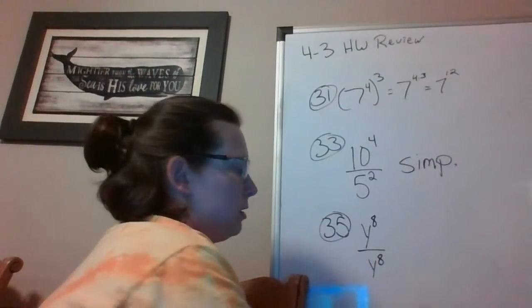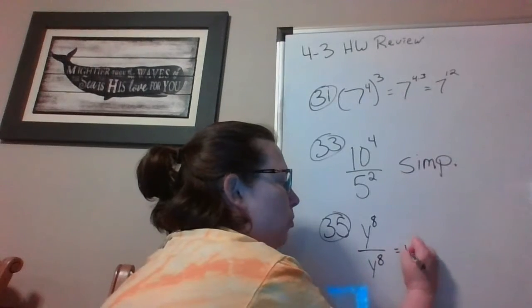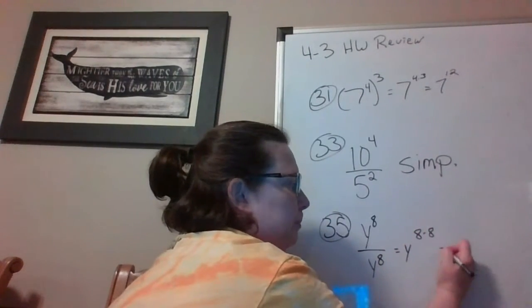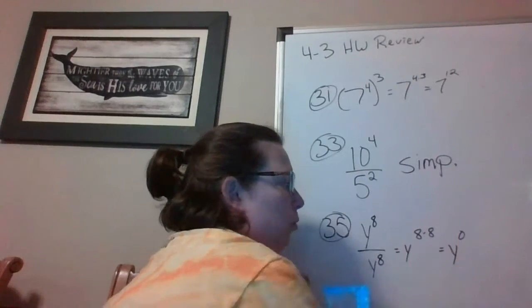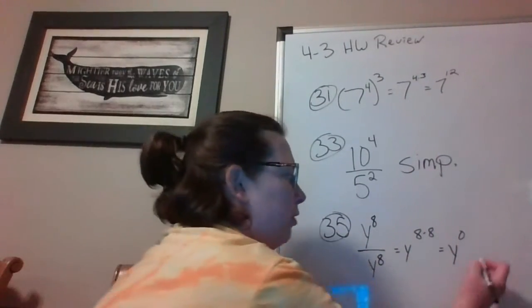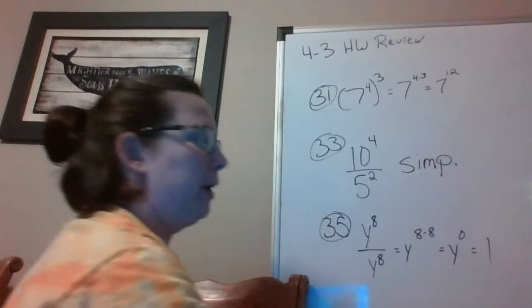35, our bases are the same, so we can take y and then top exponent minus bottom exponent. We get y to the power of 0. Anything to the power of 0 equals 1.